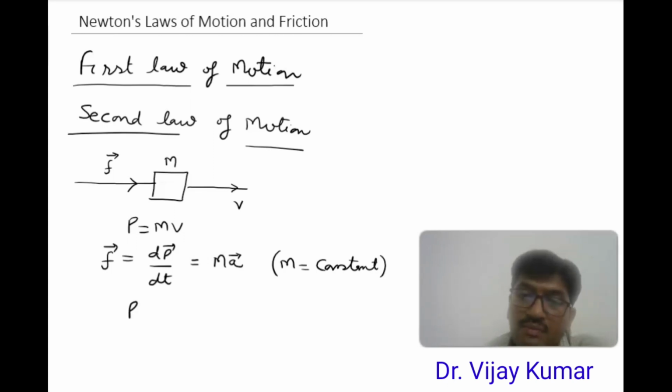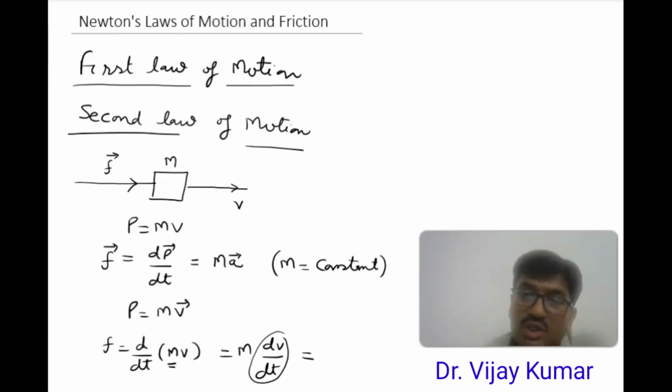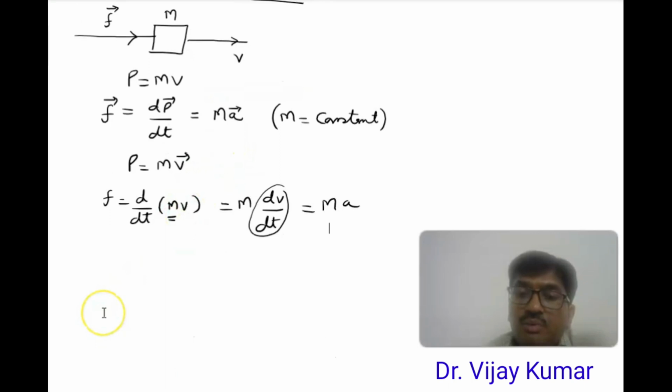P represents mass into velocity. We can say F equals dP upon dt, where P means mass into velocity. When mass is constant, it becomes m dv upon dt, and dv upon dt is acceleration. So we can say it is equal to mass into acceleration. This is the second law of motion.